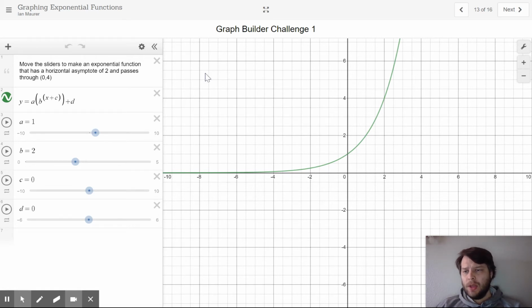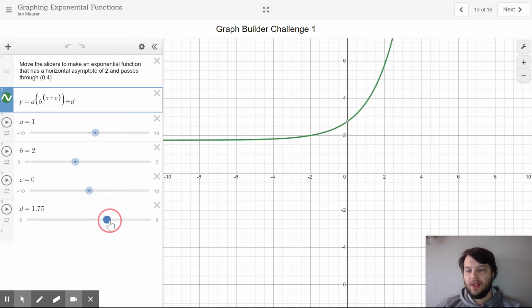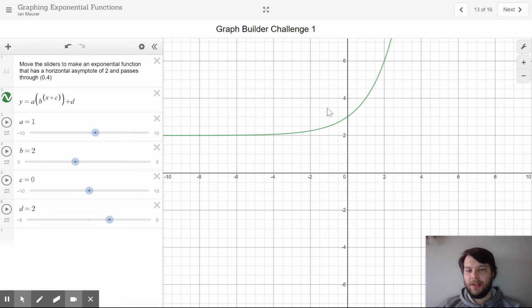Hello, AMC students. Somebody was asking me to do some of these graph builder challenges, so I thought I'd try it out. We're trying to make a horizontal asymptote of 2, and that is this d, because we've got a plus d right there. If I slide that up to 2, you can see we've got a flat spot. It's flattening out at y equals 2, so we've got to hit y equals 2.